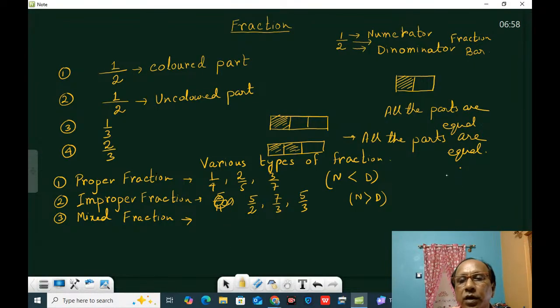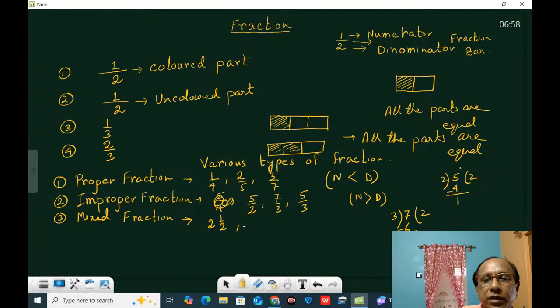Suppose 5 by 2. If I divide 5 by 2, we get 2 with remainder 1. That is, we can write 2 whole 1 by 2. Here 2 is a whole number and 1 by 2 is a fraction, and this is what we call a mixed fraction. Now 7 by 3: if we divide 7 by 3, we get 2, and the remainder is 1, so that is 2 whole 1 by 3.